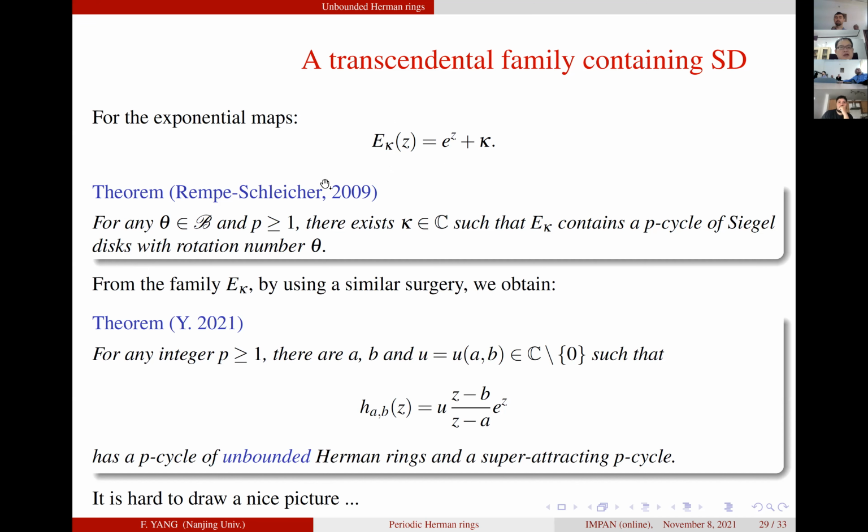But if there exists some theta such that the Siegel disk of this map is bounded, so we couldn't say it has a p-cycle of unbounded. Sometimes, as here, it is unbounded. But we know in some simple case, if the rotation number is of bounded type, it is hard to draw a nice picture, because if the Siegel disk or the Herman ring is unbounded, the picture is very hard to draw.